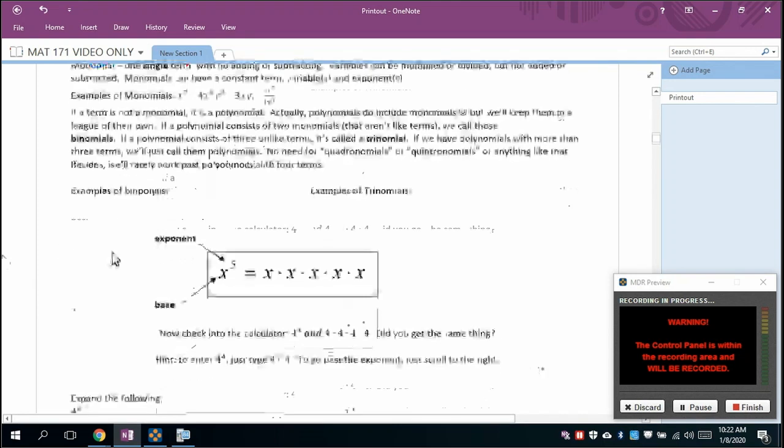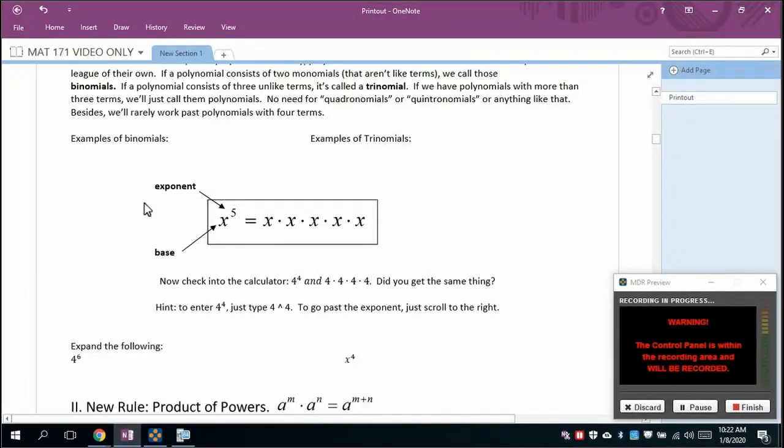Binomials would be two unlike terms, such as 3x plus x squared, or 5x to the third minus 8x. Trinomials are three unlike terms, like x squared plus 5x minus 1. That's an example of a trinomial. And the purpose is, we're going to be doing a lot of factoring with these trinomials.